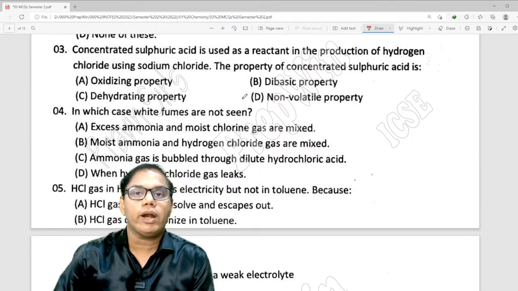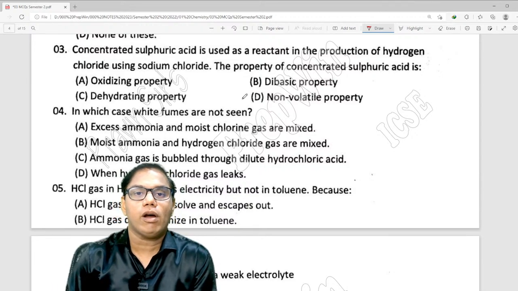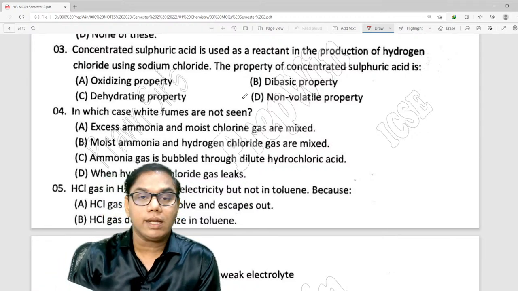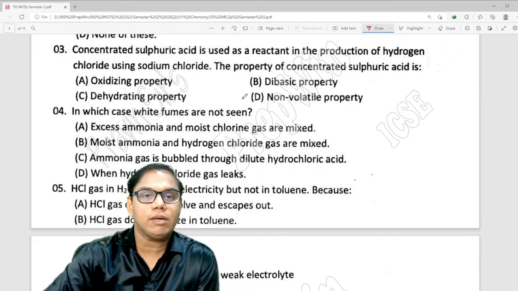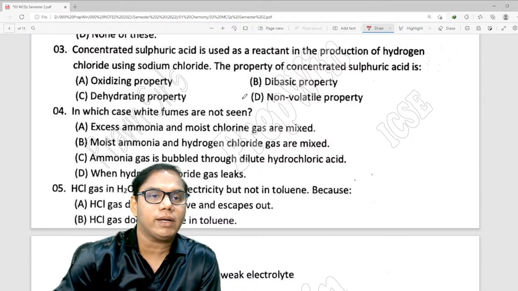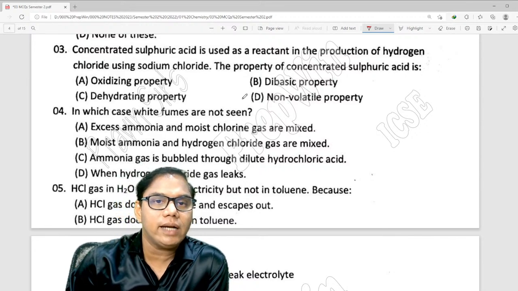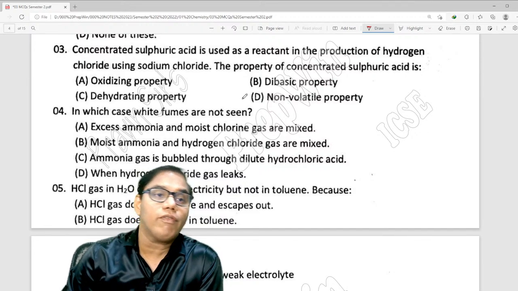concentrated sulfuric acid is used as the reactant in production of hydrogen chloride using sodium chloride. The property of concentrated sulfuric acid is what? What is the property? Is it showing an oxidizing property or dibasic property, dehydrating property or non-volatile property? Concentrated sulfuric acid is used as a reactant in production of HCl.